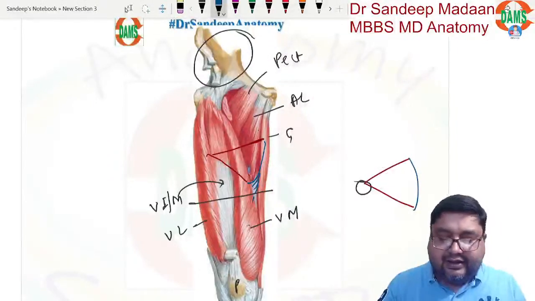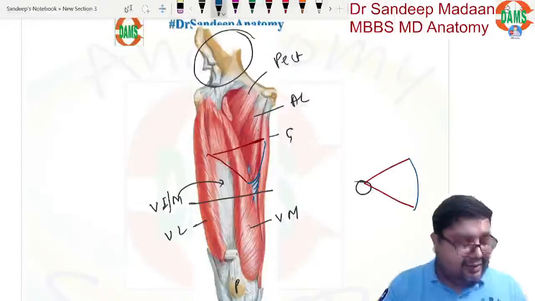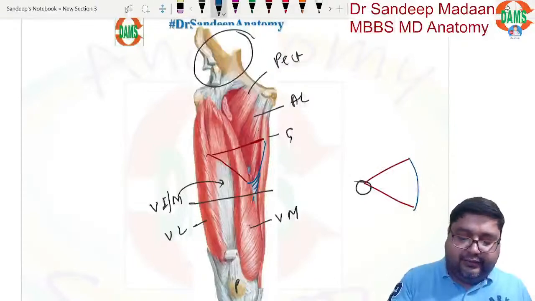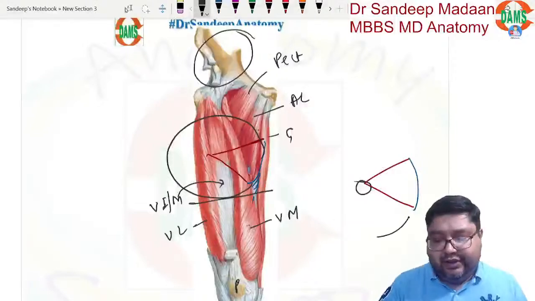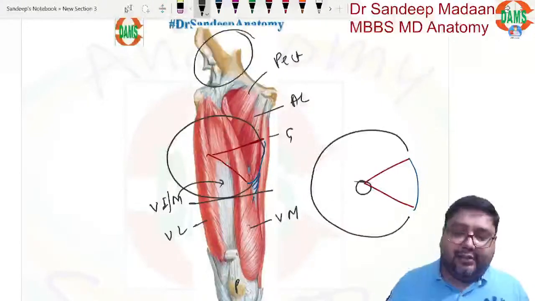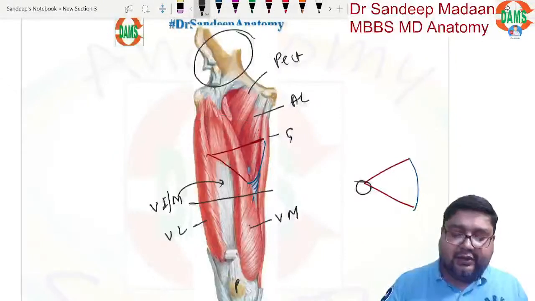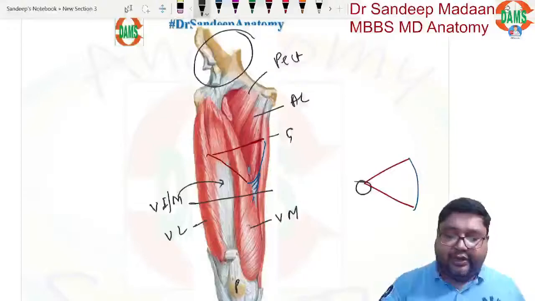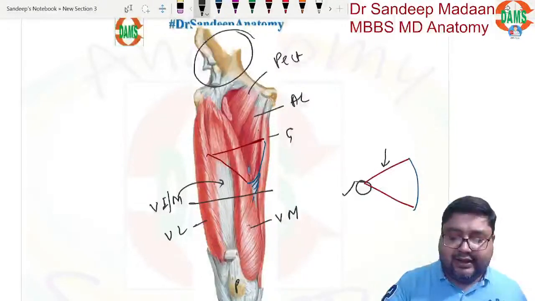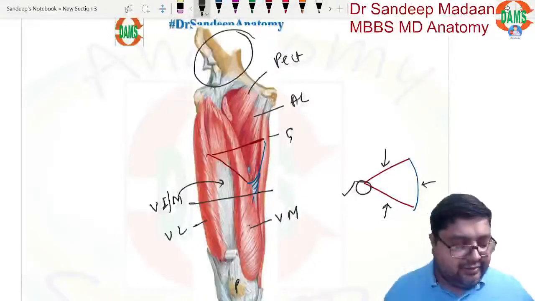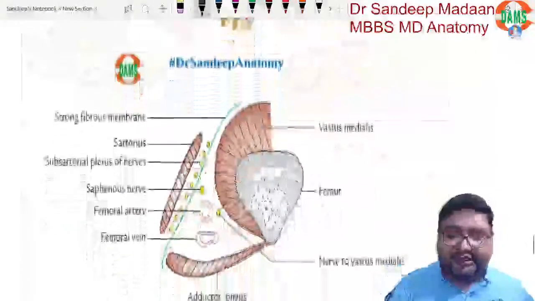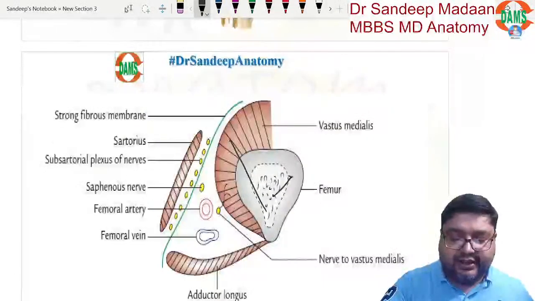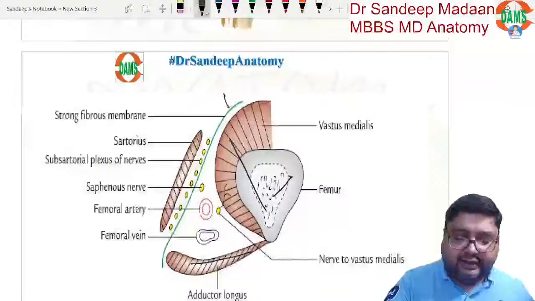So what is this canal? This is the adductor canal. Do you understand, beta? So now, if I take a section, everything will be cut. But for the time being, I can ignore the rest of the structures. I can only focus on the adductor canal, where I have the femur, on one side adductor longus, on another side vastus medialis, and both of them are connected by the fascial roof, right? So if I take a section, it will be like this: femur is there, vastus medialis is there, adductor longus is there, and the fascial roof is there.